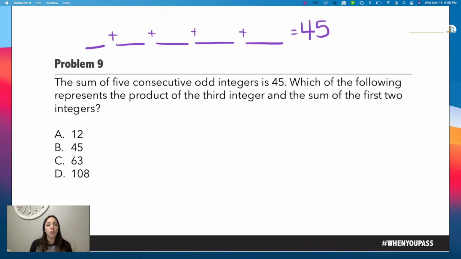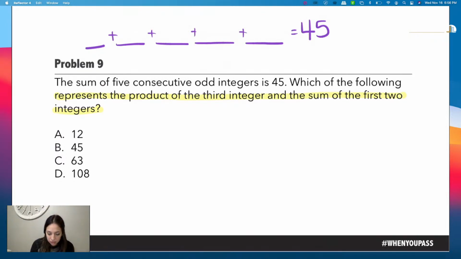Which of the following represents the product of the third integer and the sum of the first 2 integers? Holy moly. Everybody needs to be able to understand how to take this sentence and interpret it. Let's start with the first section because I can't find the product of the sum of all this stuff if I don't know what my 5 integers are.